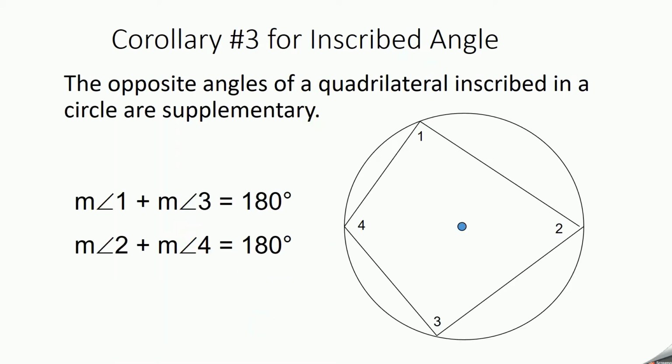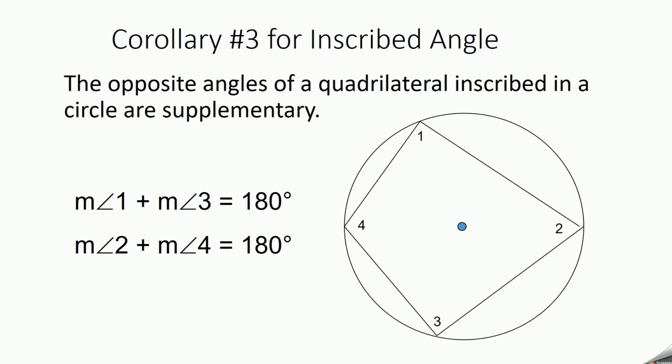Corollary number 3 is one of the more important corollaries. It says the opposite angles of a quadrilateral that's inscribed into a circle are supplementary. Angle 1 and angle 3 are opposite of each other, so therefore added up would equal 180 degrees. Angle 4 and angle 2 are on opposite sides, so they would create 180 degrees.